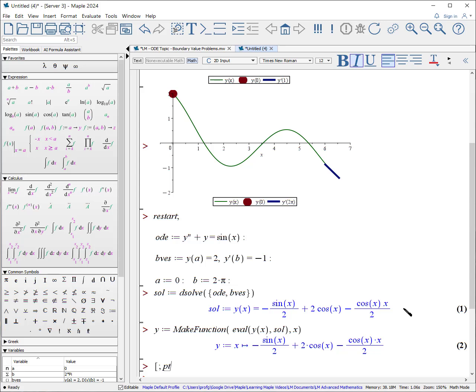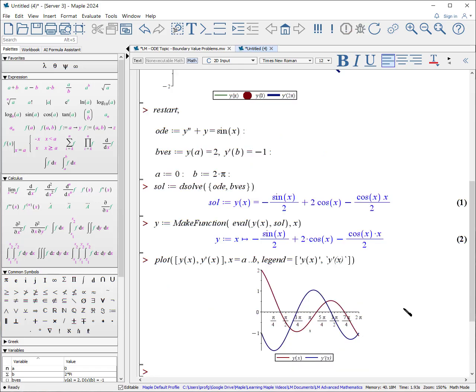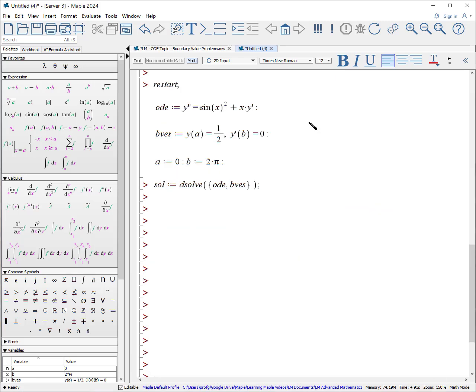And then we can plot both y of x and y prime of x from x equals a to b. And we'll add a legend of that we have, quote, y of x as our first element, and then back quote y prime of x, back quote, close square bracket, close, and now we have both on the same plot. Can Maple solve boundary value problems numerically?